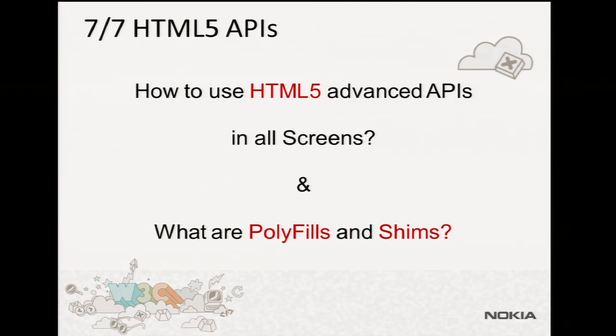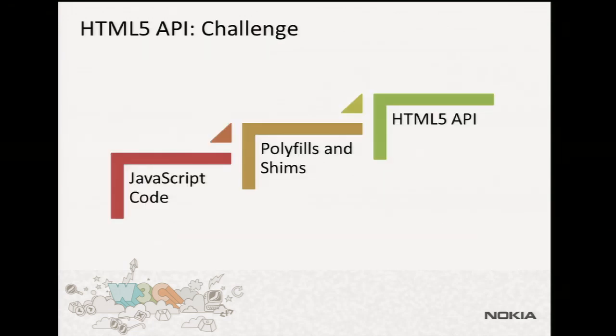And the exciting thing about polyfills and shims is there is a session just after my session which discusses that in much more detail. And I encourage you to not miss that session at all. So what you do is, this is your fallback plan. You start with the HTML5 API. If that is not available, you fall back to polyfills and shims.